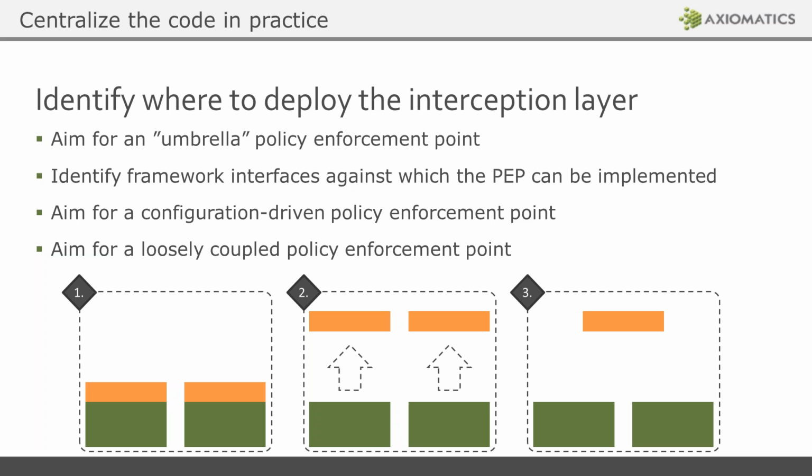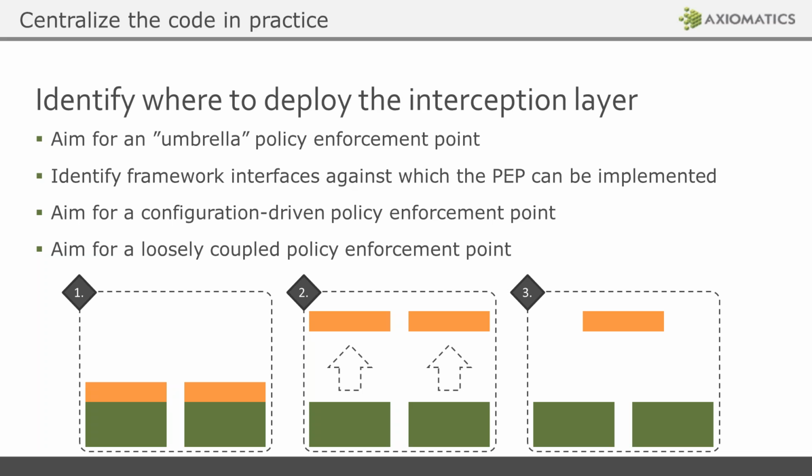And when you do, try to aim for what I call an umbrella policy enforcement point, meaning a policy enforcement point capable of protecting multiple apps in one go. It's going to protect as many apps as it can in the same consistent, coherent way. Why? Well, simply because it will be cheaper to maintain, it will be more efficient to maintain. Suddenly you'll have one point protecting 5, 10, 100 applications.